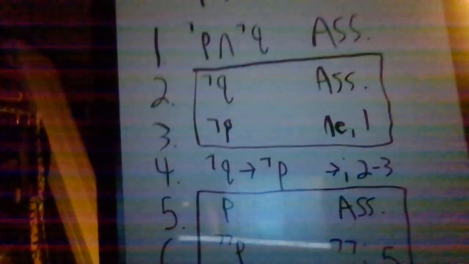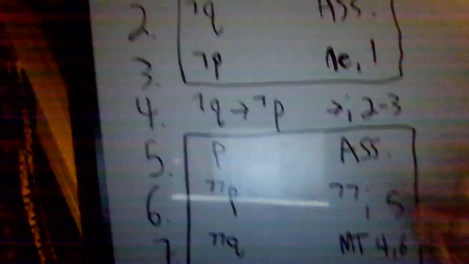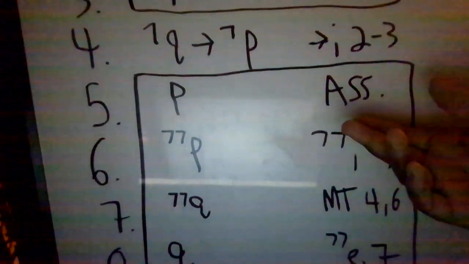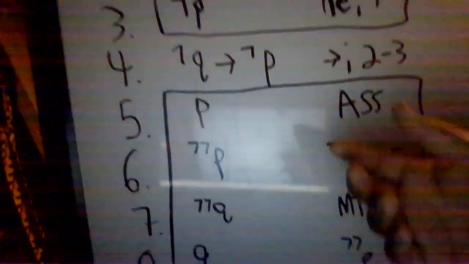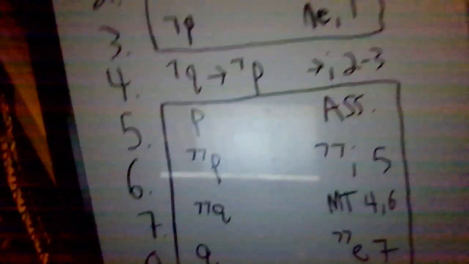Now I can open up a new assumption based on this, and I can say that we're going to assume that I have P. So I'm assuming P on line 5. And from here, I'm actually going to use the double negation introduction to get us not P.